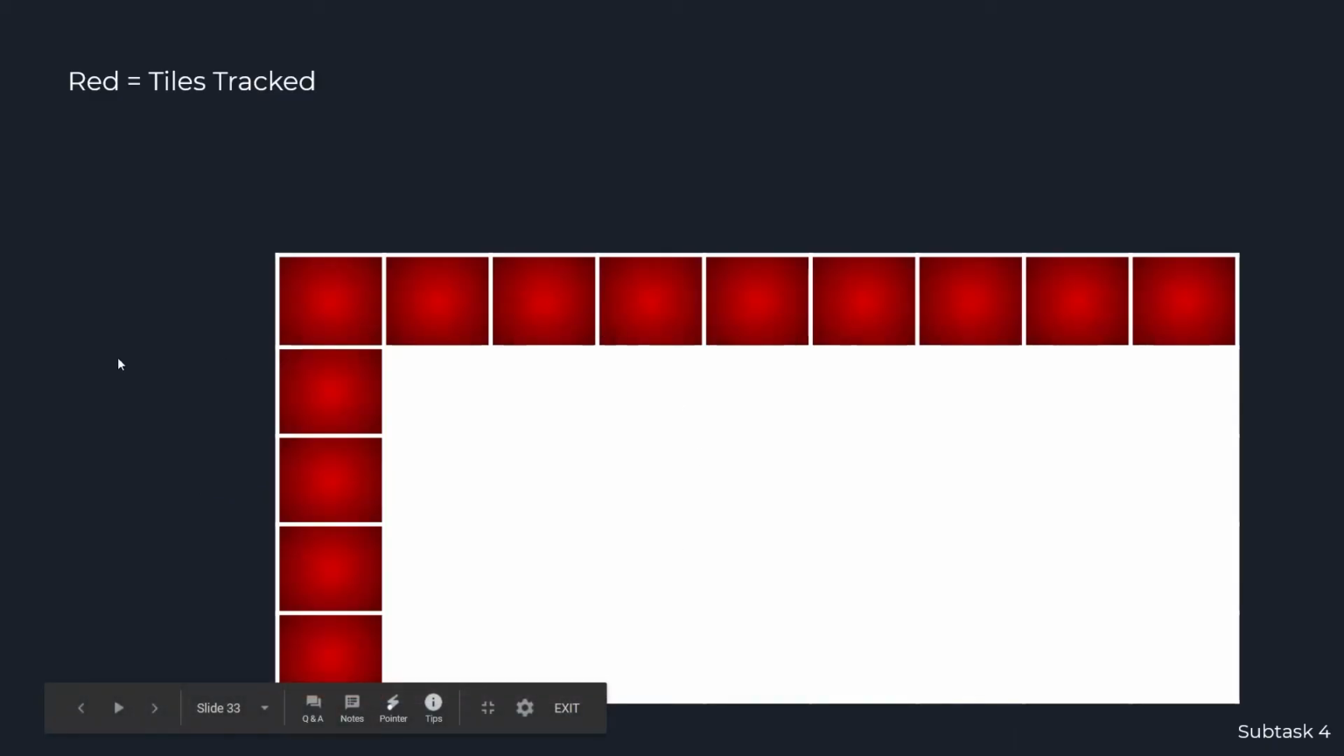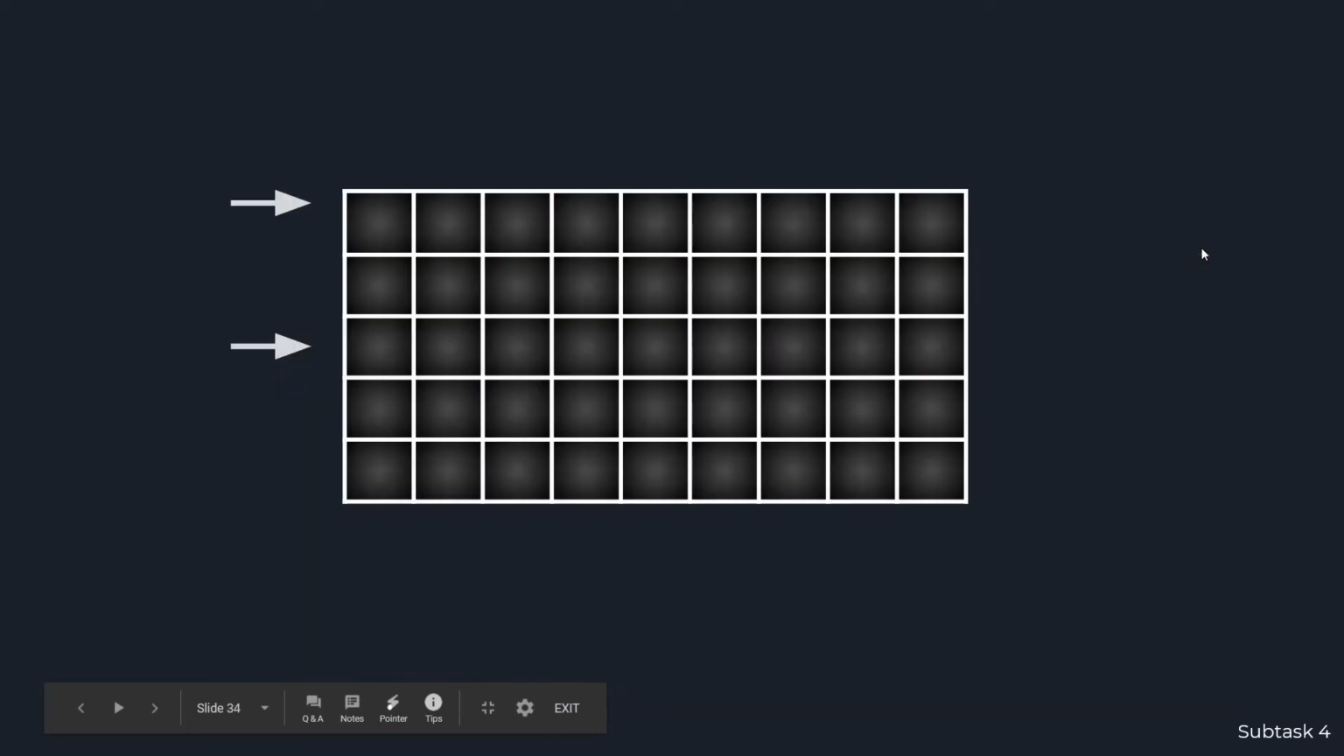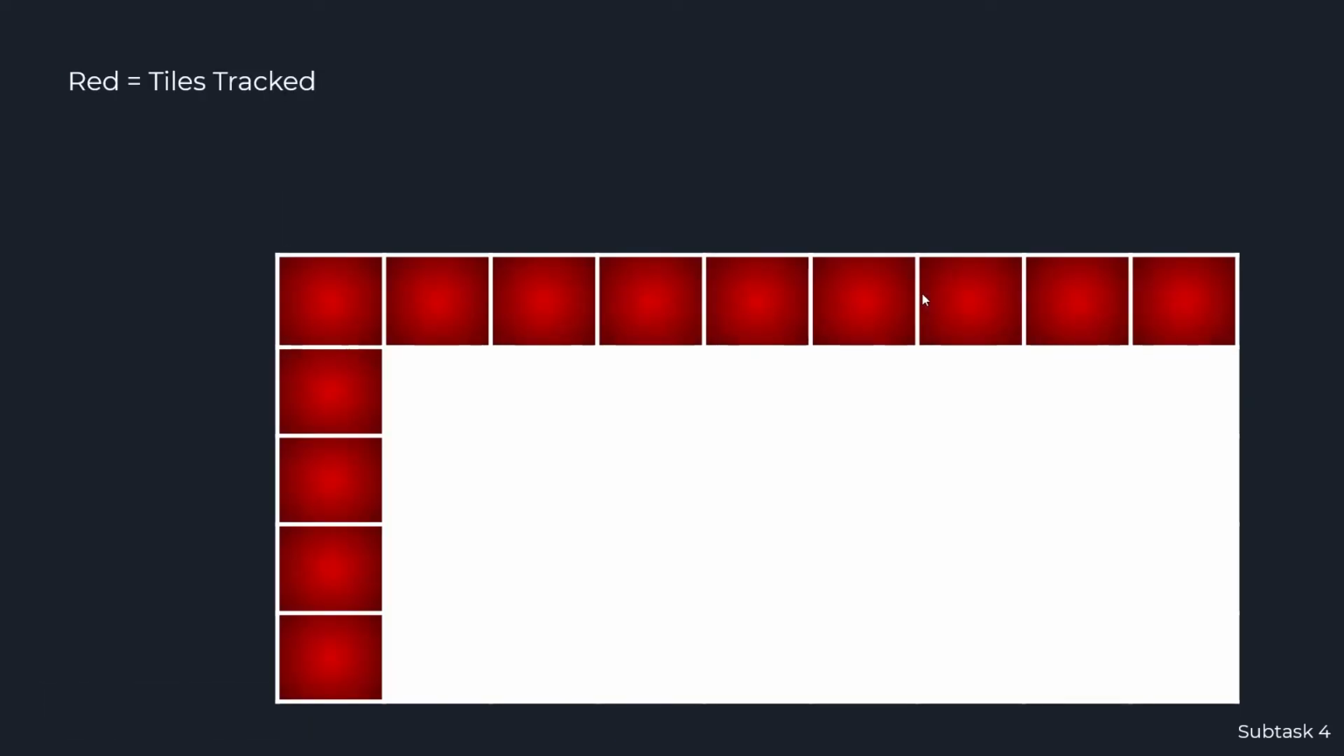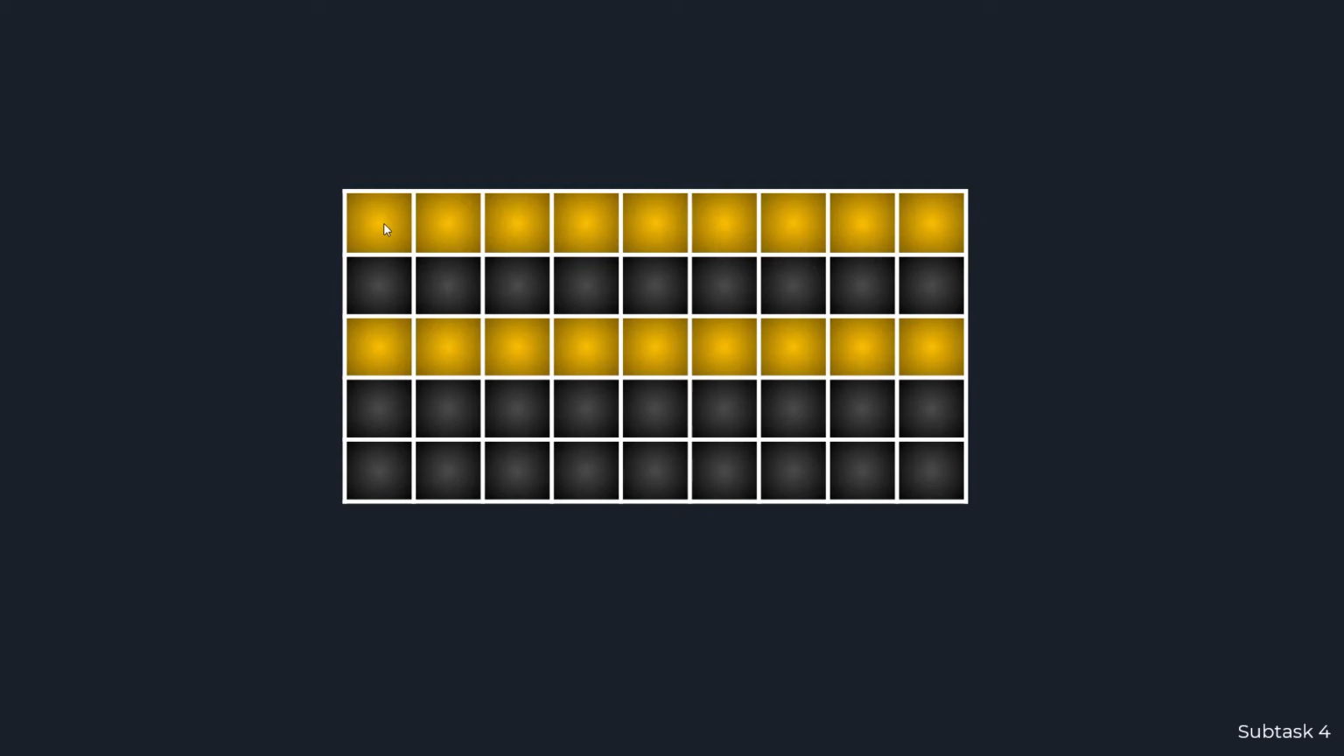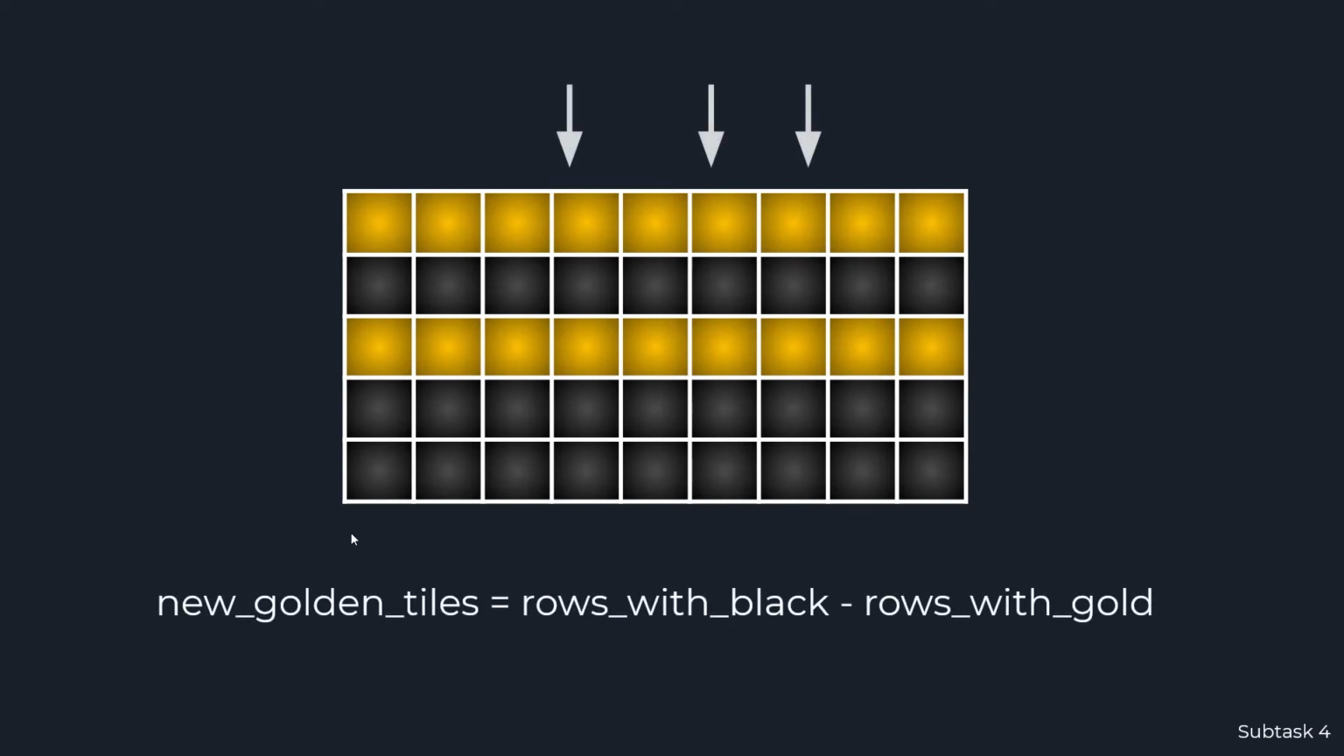Instead of tracking the entire grid, we can actually just track whether or not the artist has decided to paint over a specific row or column. We can use that information, along with the formula we talked about before, to find the amount of golden tiles. Keeping track of the golden tiles when we're painting over a row is pretty simple. All we need to do is add all the columns that are inside of the grid. But if we paint over the columns, we can simply use the formula new golden tiles equals rows of black minus rows of gold to keep track of how many new golden tiles there are if we paint over a specific column.